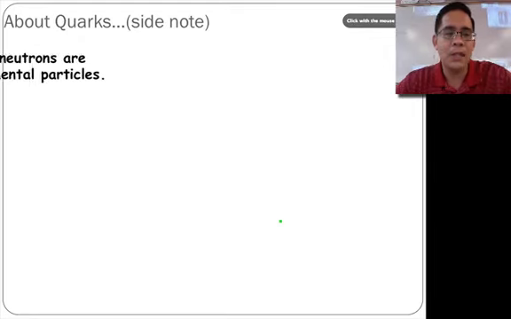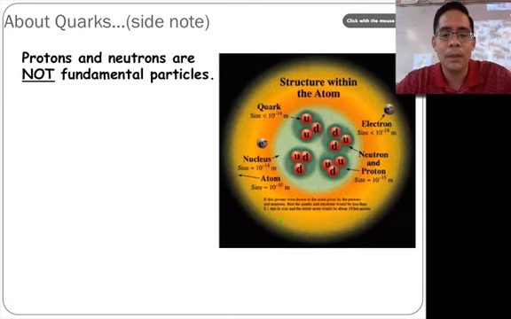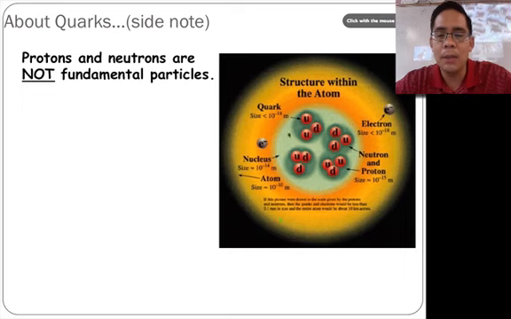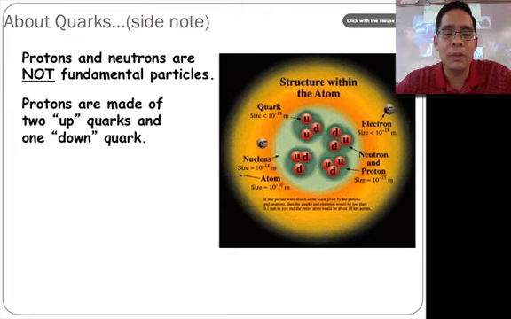And on a side note about quarks, protons and neutrons are not fundamental particles. It turns out that a neutron and a proton both have quarks. Protons typically have 2 up and 1 down quark, and neutrons have 2 down and 1 up quark. The electron is a fundamental particle, but protons and neutrons are not. Again, not as important to the AP exam, but it's one of those pieces of information that you might want to know if you're ever on some trivia game.